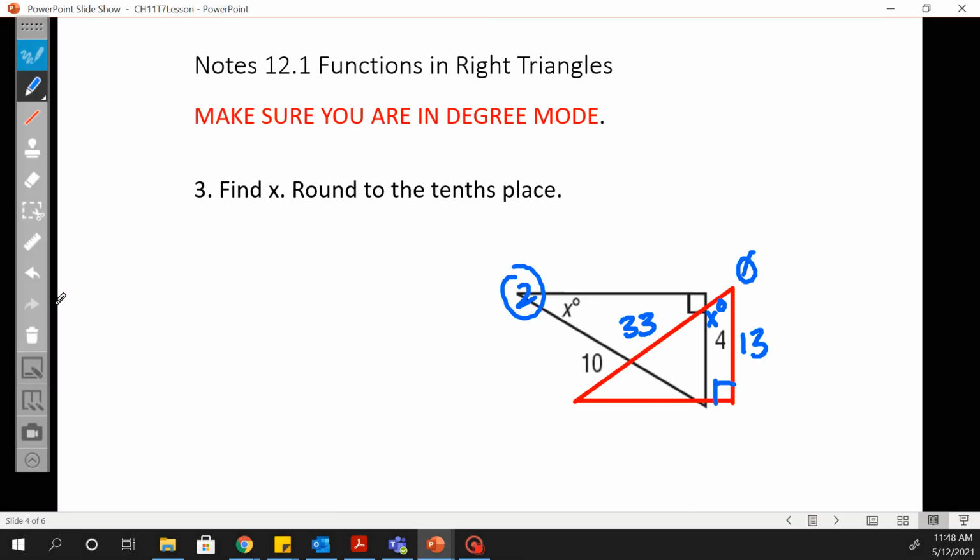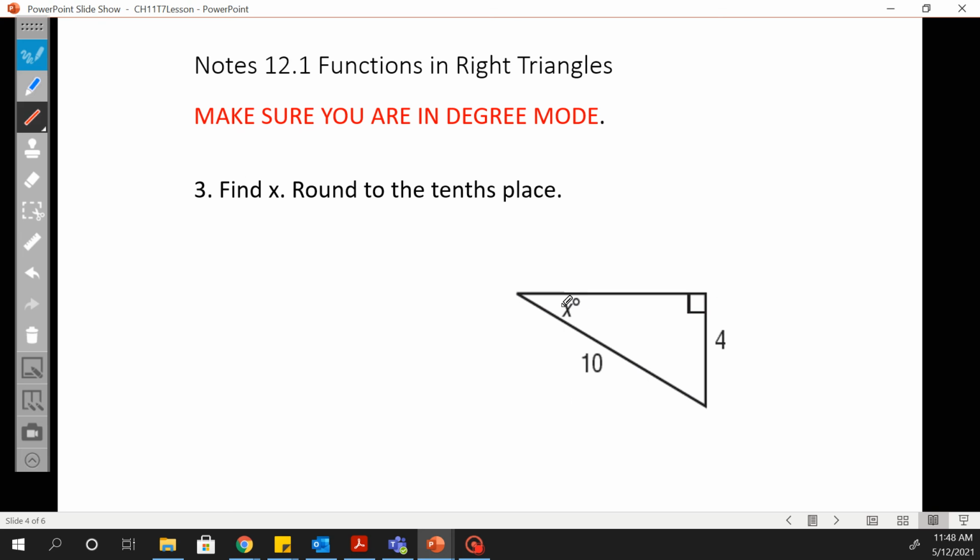Alright, find x, round to the nearest tenth, so same thing. We're just looking for that missing angle there, and we can use the inverse function to help us do it. There's x degrees, 10.